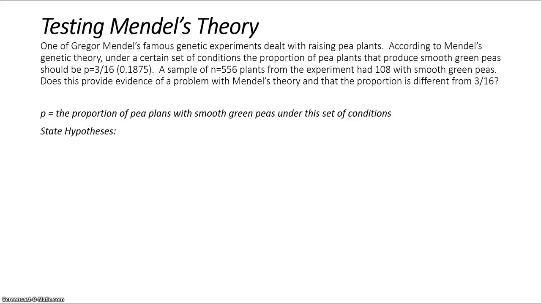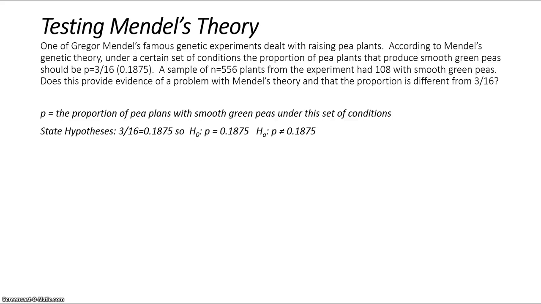First step we're going to do is to state our hypotheses. So we need to state a null and alternative hypothesis. Here we're trying to decide if the sample provides evidence that P is different from 3/16. So that's going to end up being our alternative hypothesis. And our null hypothesis is going to be that P is equal to 0.1875. And our alternative is that P is not equal to 0.1875.